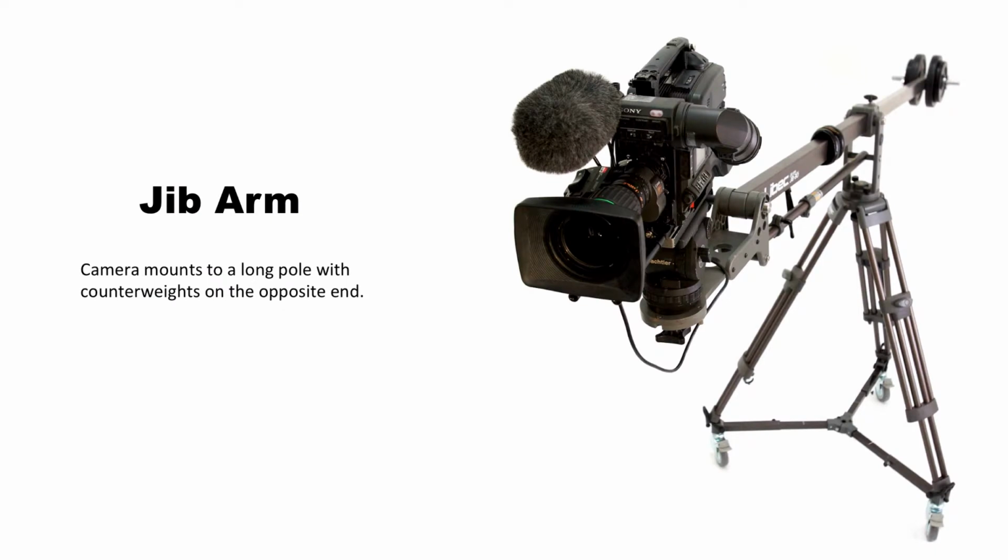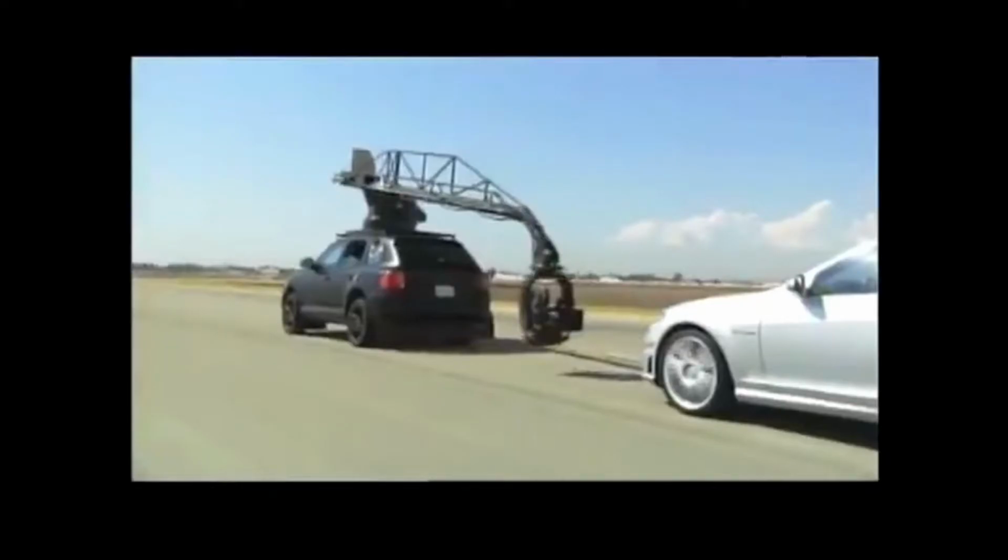So a jib arm. This is an older school method of putting a camera on something that basically increases the altitude of the image, and there's other ways to control and manipulate the camera at the end of an arm. And again, it's another way of creating a different kind of floating shot. Obviously, it's going to have limitations of how long the arm is and how far up and down you can go. So again, it's another way of getting a more interesting shot.